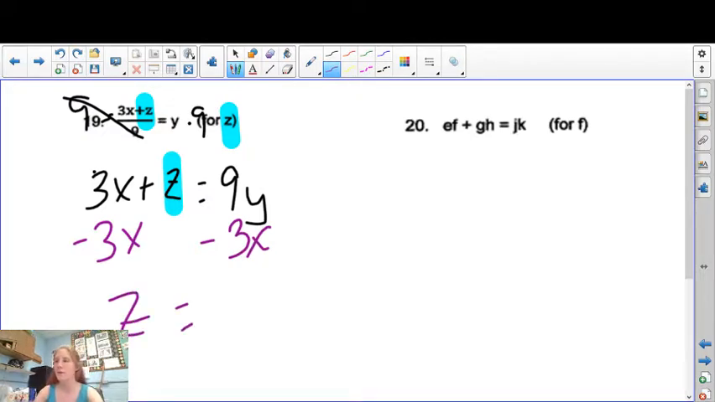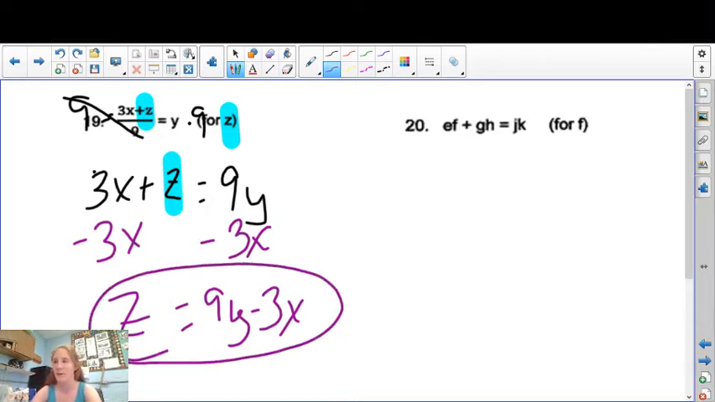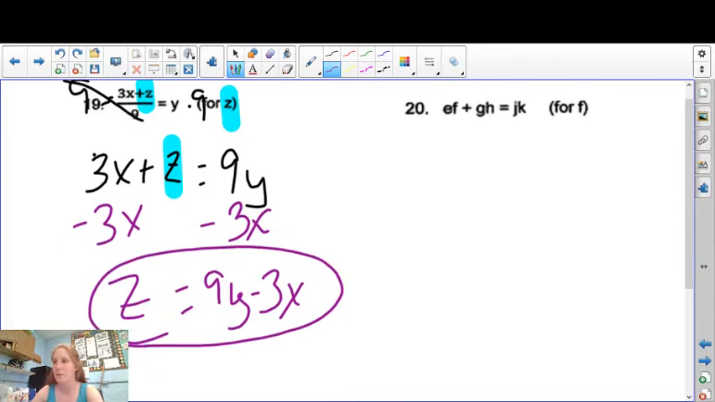But if you notice, 9y and 3x, they're not the same variable. So we just stick them together exactly how I see them. So 9y minus 3x. And that's what Z is equal to.